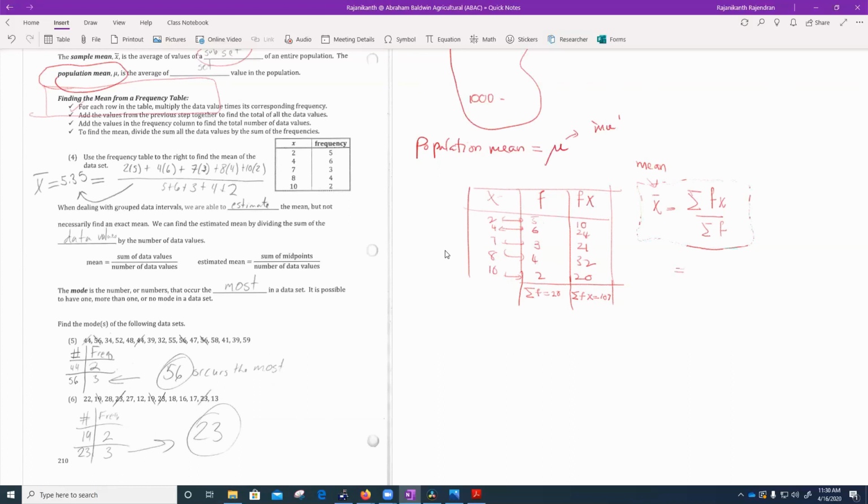For this problem, the summation of fx is 107, and I'm going to divide by the summation of f, which is 20. Take your calculator and divide: 107 over 20 is 5.35. Therefore, the mean answer for this problem is 5.35. You could write it down like this. So that's the way to find the mean if you are given a frequency table. If you have any questions, please let me know.